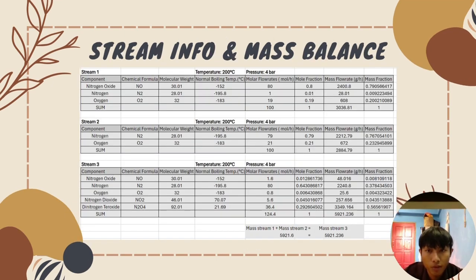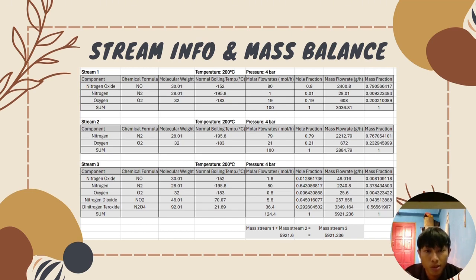For stream info, we have 3 streams. The first stream has nitrogen oxide, nitrogen and oxygen with a molar flow rate of 100 mole per hour and a mass flow rate of 3036 gram per hour. For stream 2, we have nitrogen and oxygen with a molar flow rate of 100 mole per hour and a mass flow rate of 2084 gram per hour. In stream 3, we have nitrogen oxide, nitrogen, oxygen, and nitrogen dioxide with a molar flow rate of 124 mole per hour and a mass flow rate of 5931 gram per hour.